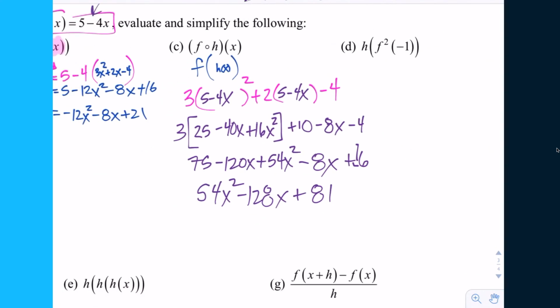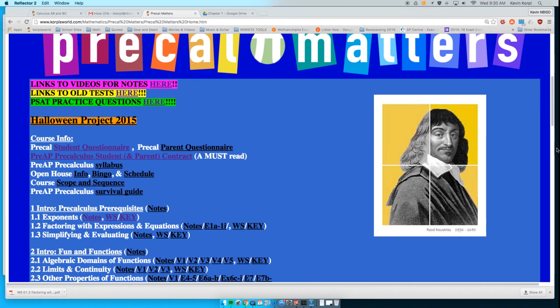Got it? This is composition. We're plugging one function inside another. We're putting parentheses in place of x first, and then a second step, we're coming back and plugging in. You would be surprised how many people can't even get it set up correctly.